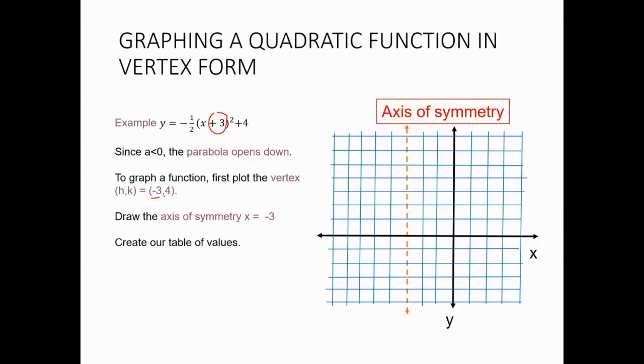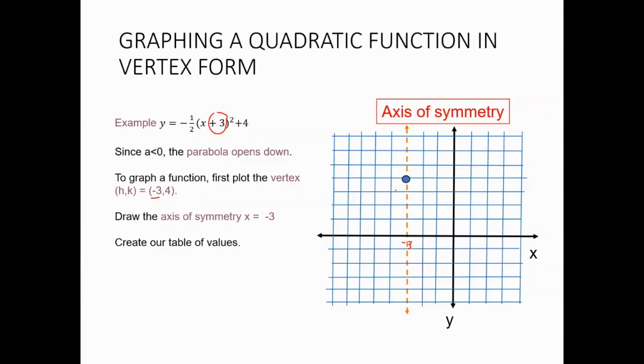So my vertex is at negative 3 and 4. I drew a point there, I did this in advance. So 1, 2, 3, that's negative 3, and 1, 2, 3, 4, that's 4.